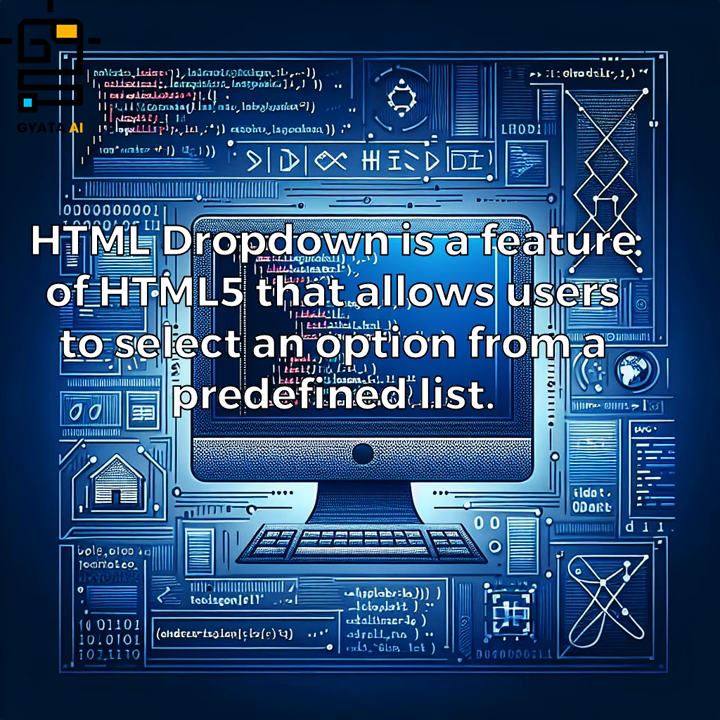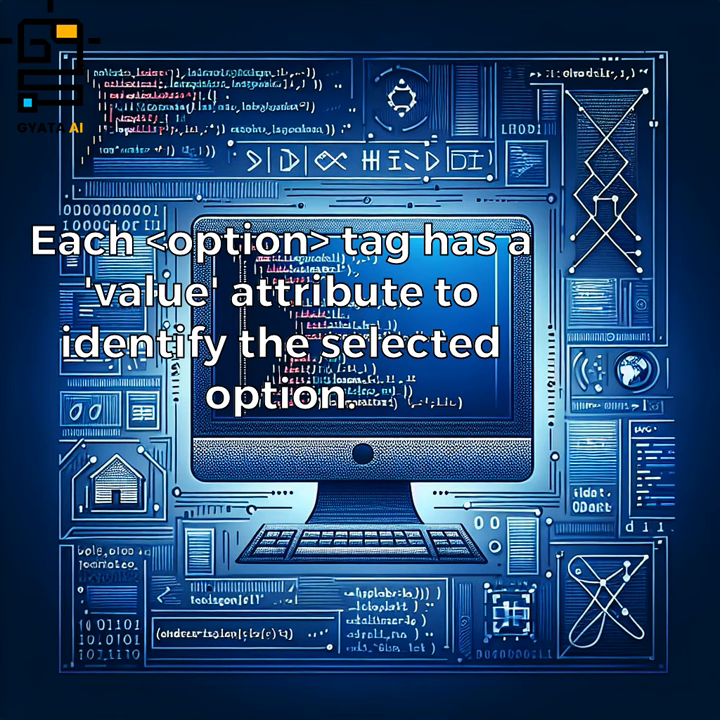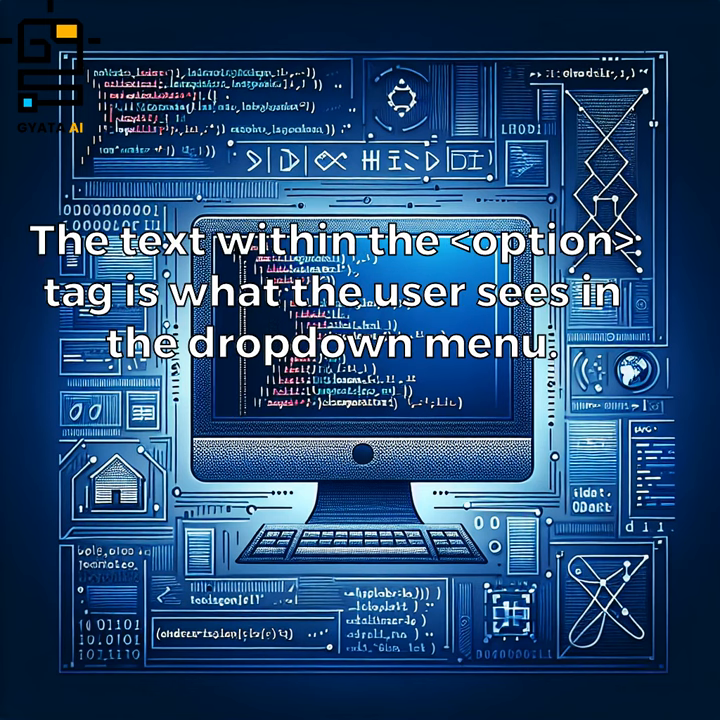Creating a basic dropdown. A dropdown is created using the select tag with option tags inside to represent individual choices. Each option tag has a value attribute to identify the selected option. The text within the option tag is what the user sees in the drop-down menu.